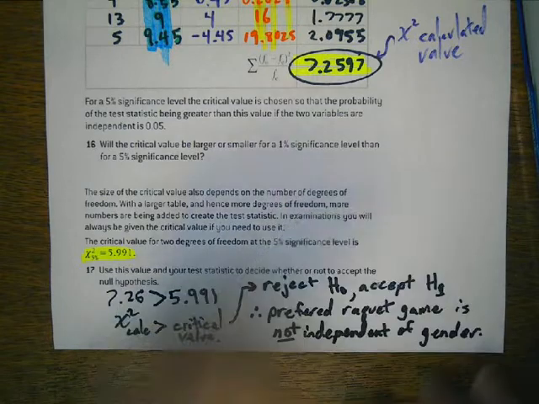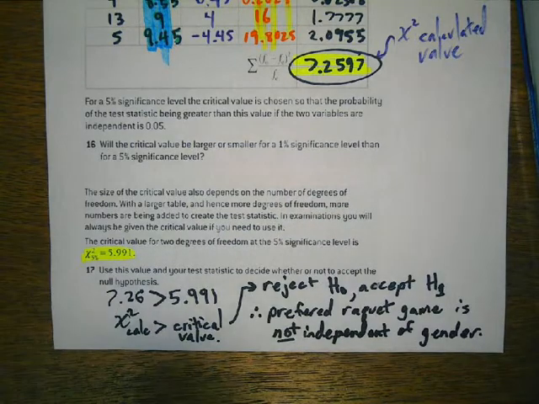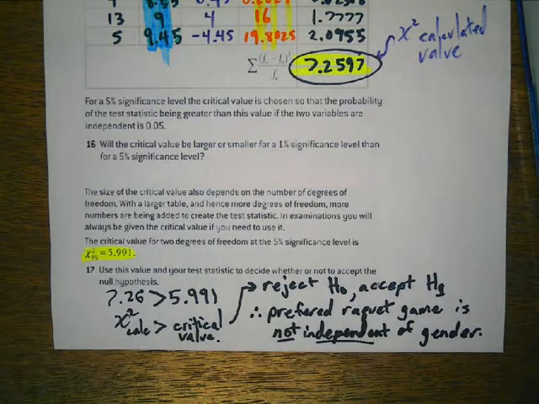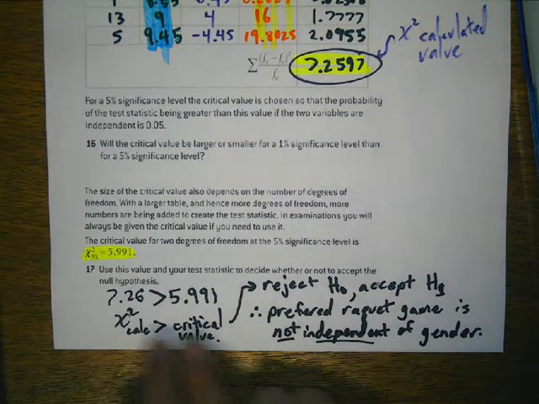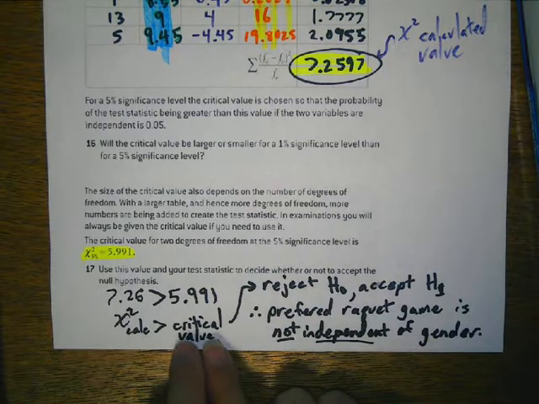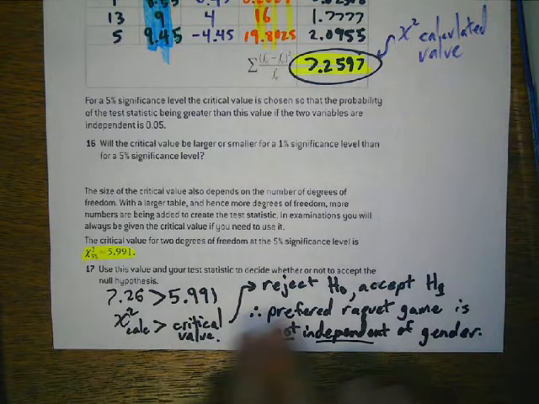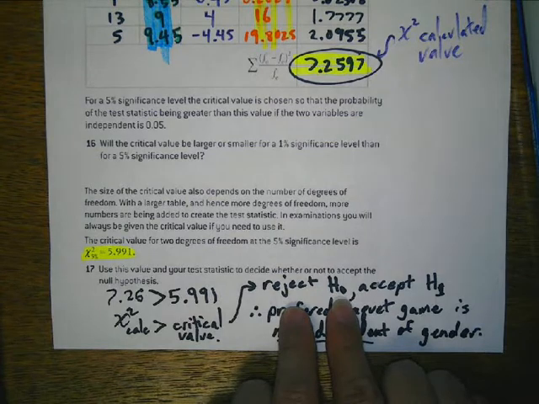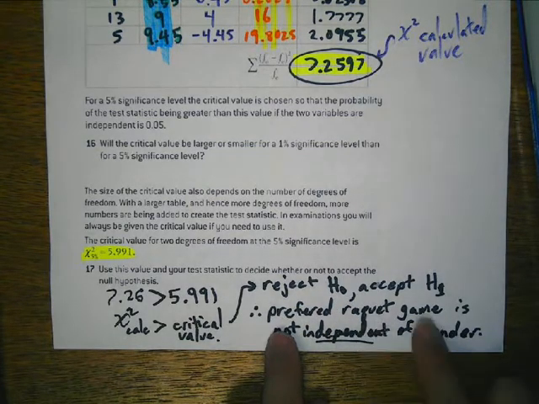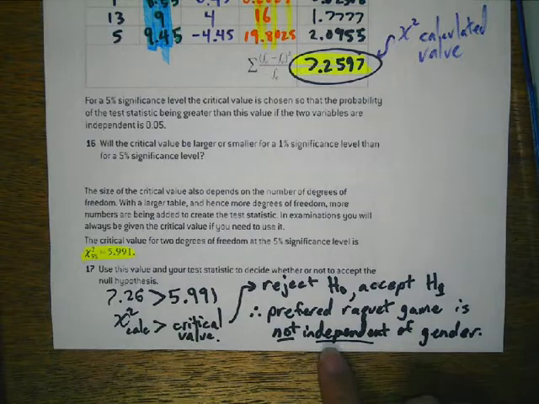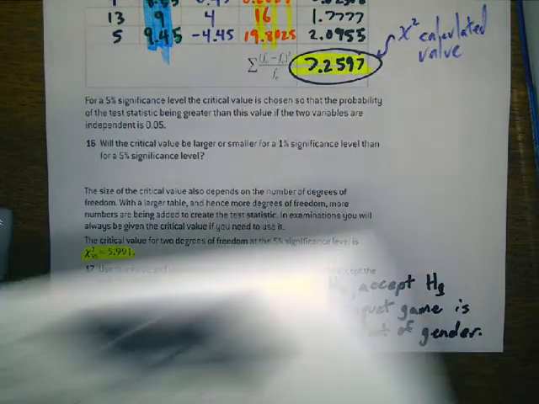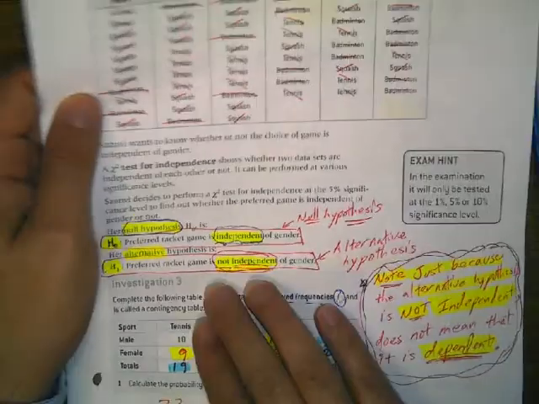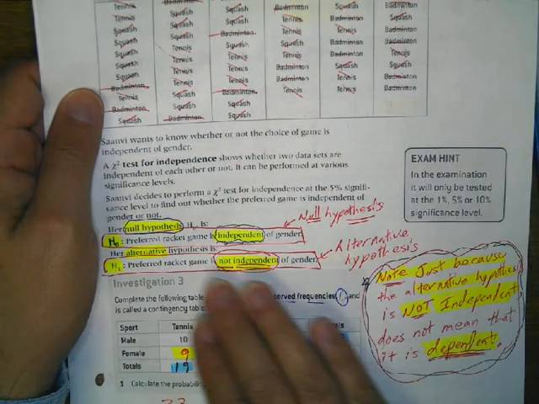Okay, so whenever the calculated chi-squared value is bigger than the critical value that you get from the table, we reject the null hypothesis. And so that means that people who are playing the racket game, their interest in playing racket game is not independent of gender.